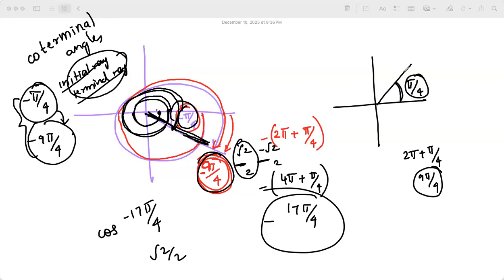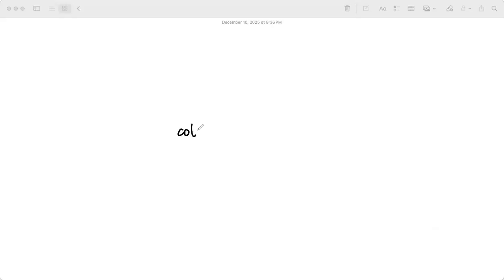Now, how to find another coterminal angle? To 9 pi by 4, you can add another 2 pi. So, you can add or subtract 2 pi to find coterminal angles very easily. Can I move on? Yeah. How about if I want to find a coterminal angle for minus pi by 3? How do we find the coterminal angle for minus pi by 3?